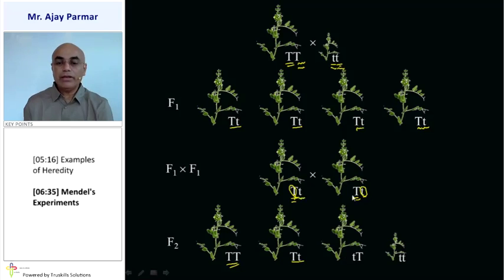In the same way, T with capital T is a tall plant again. But a small t crossbred with a small t is going to give rise to a pair of small t, small t DNA, tt DNA. That means a dwarf plant. So, I hope you understood that in the F1 generation of the single characteristic experiment, all of them were tall plants. But in the F2 generation, 75% of them were tall plants, whereas 25% were dwarf plants.